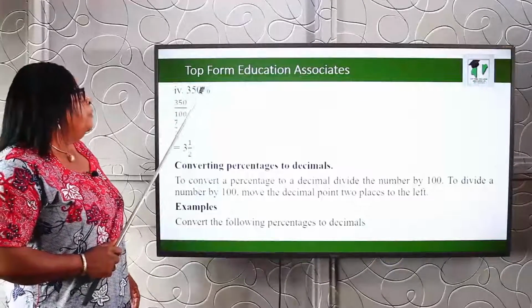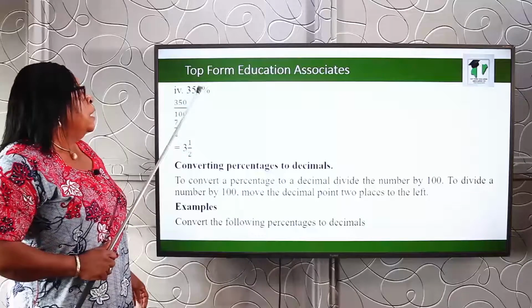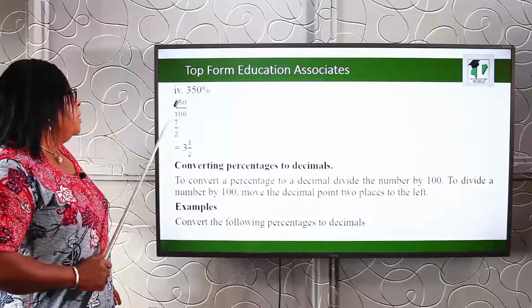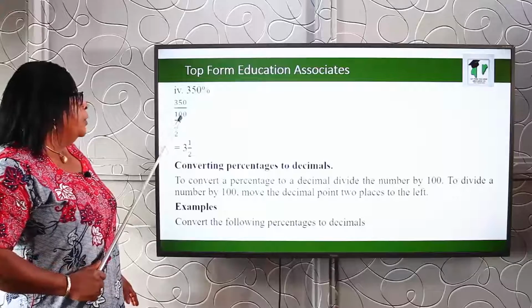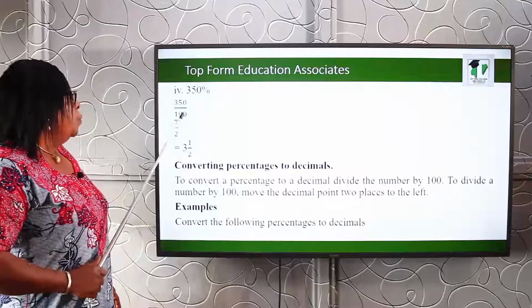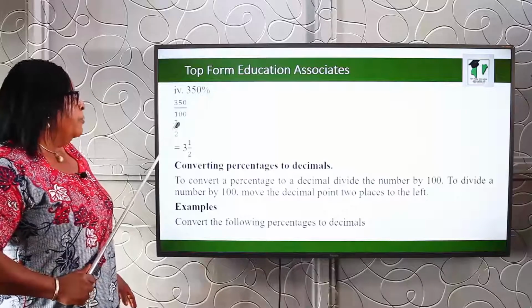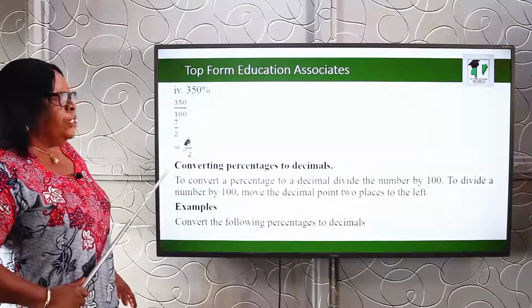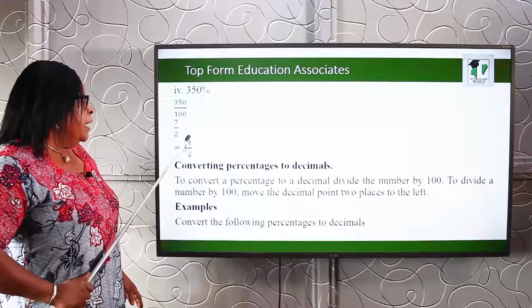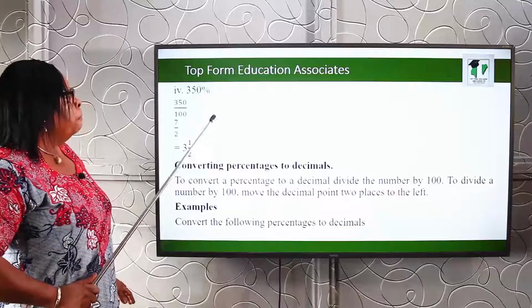4. 350%. 350% means 350 over 100. Reduced to lowest term, you will have 7 over 2, which is an improper fraction. So change it to a mixed number, it will be 3 and a half.